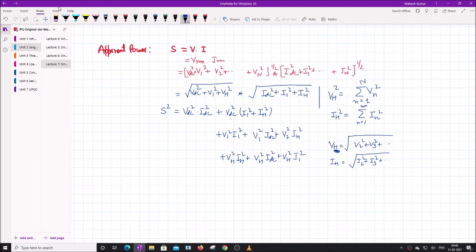So there are 9 terms because there are 3 into 3, 9 terms will come into the picture when you multiply them. Interestingly, there is a straightforward choice to select them. For example, this is very important for me. This is the fundamental apparent power square. This is the similar frequency interaction, VDC into IDC. Similarly, VH into IH. The rest are all combinations.